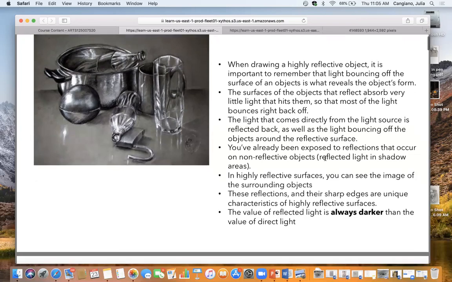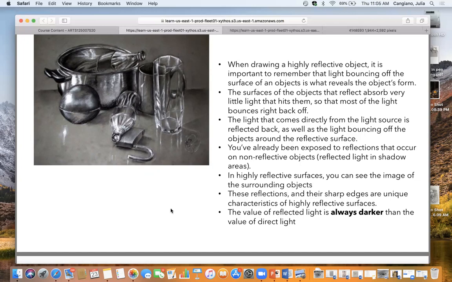The light that comes back directly from the light source is reflected back, as well as the light bouncing off the objects around the reflective surface. That's an important thing to remember that I'll get into a little bit more. You've already been exposed to reflections that occur on non-reflective objects. So yeah, reflected light, which we've gone over, is that little bit of light that sometimes is bounced back from a surface or object that's nearby to another object in a still life. It tends to be pretty subtle.